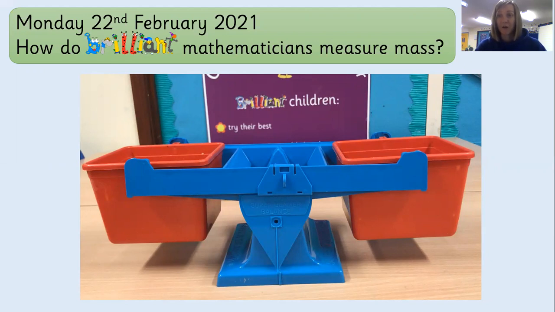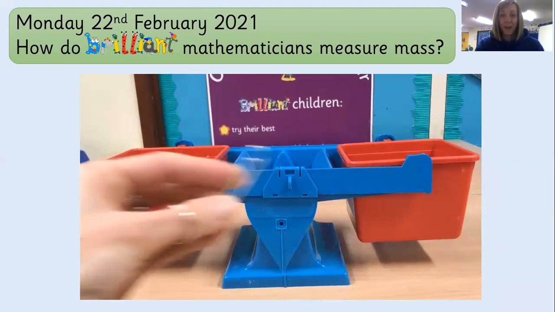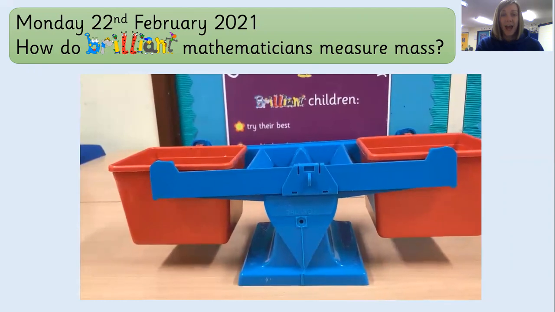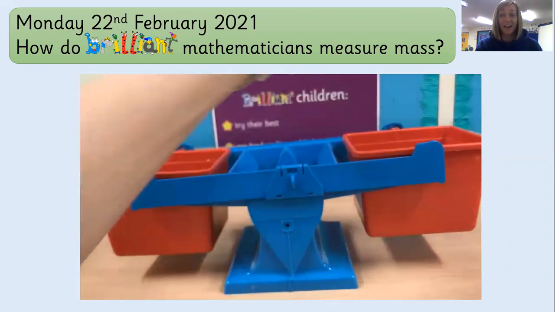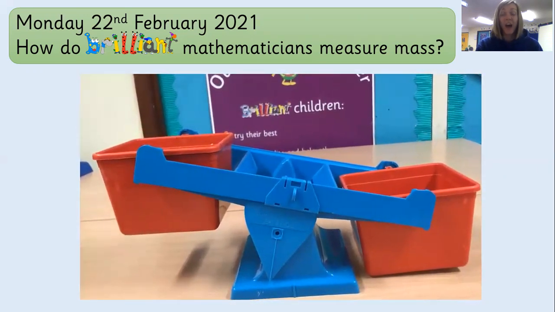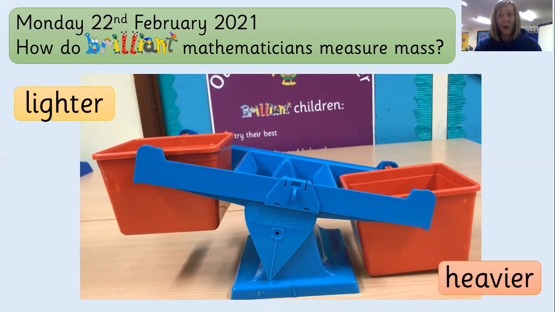But I'm going to have a show of some things that I put in a little bit earlier. So let's have a little look at this video. I start with a paperclip. So I put the paperclip in one side, and I put a highlighter in the other. Watch what happens. Can you see how the highlighter was the heavier object because it pushed the scales down to the table? So the paperclip was lighter than the highlighter, and the highlighter was heavier than the paperclip.